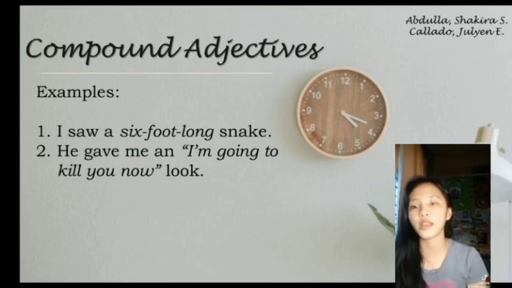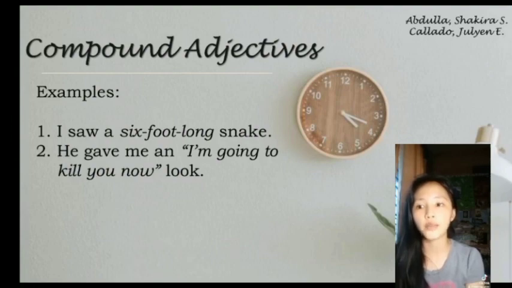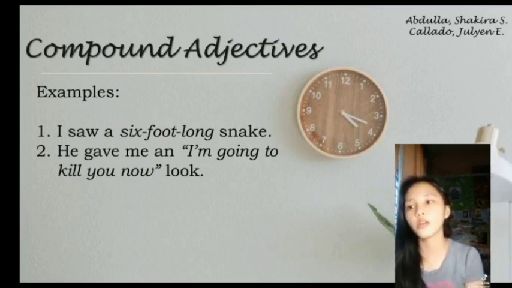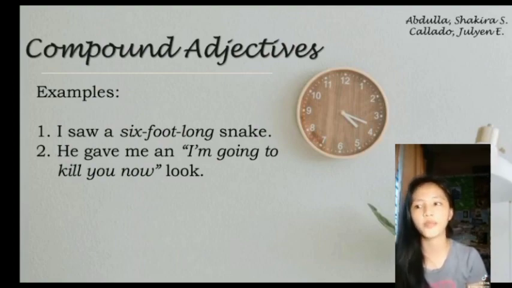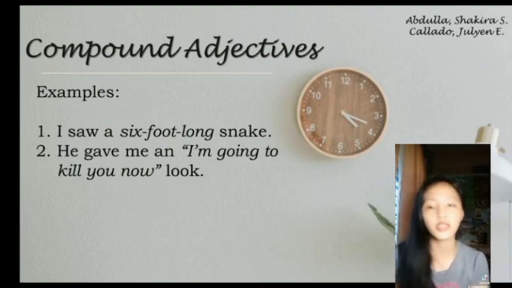Number 1, I saw a 6-foot-long snake. 6-foot-long is a compound adjective that describes the noun snake. It is separated by hyphens, here 6 hyphen foot and foot hyphen long snake. And number 2, he gave me an "I'm going to kill you now" look. It is separated by quotation marks. So it simply means that the man looked at me like he was going to kill me. He is angry with me.